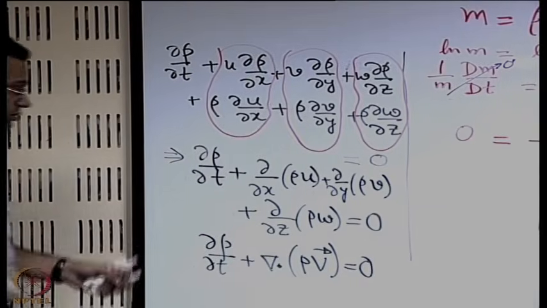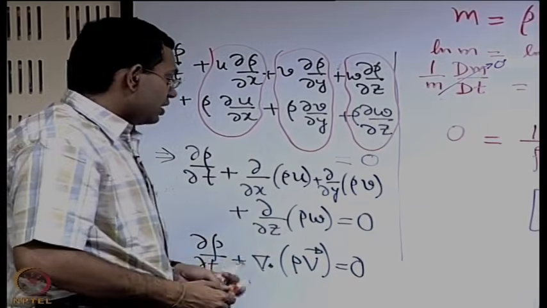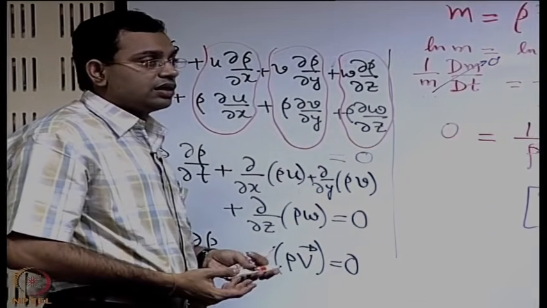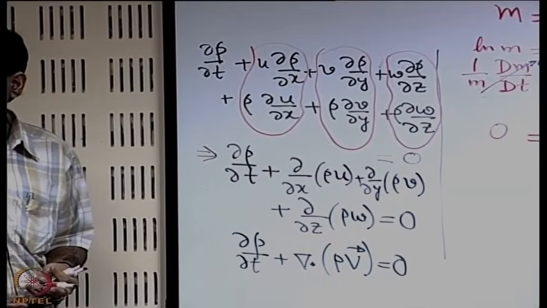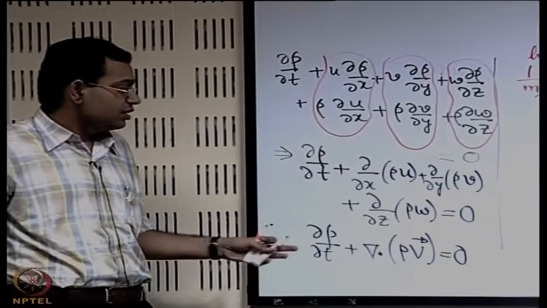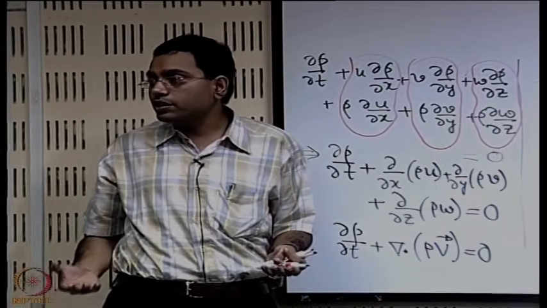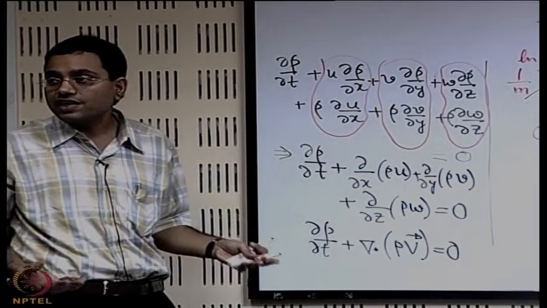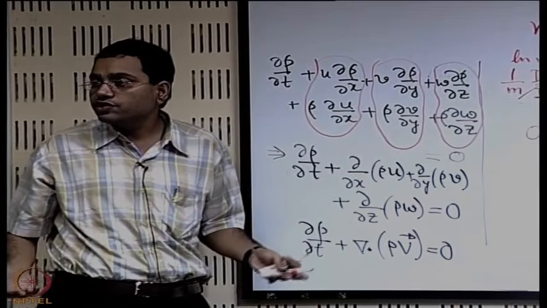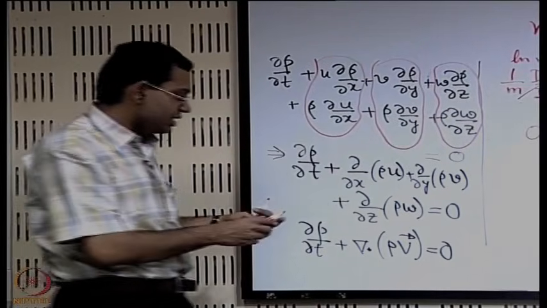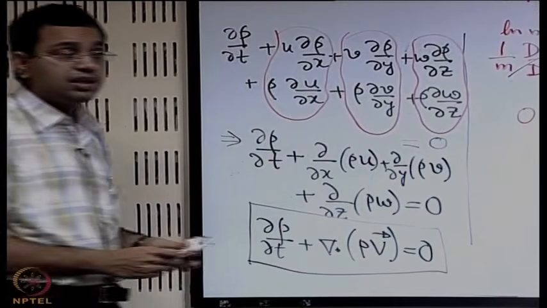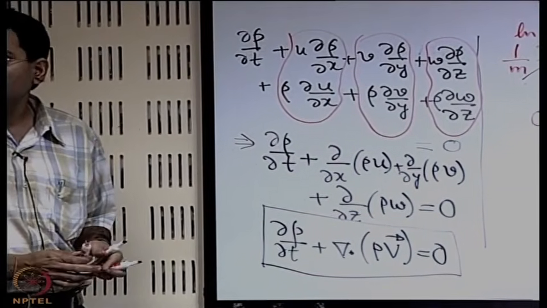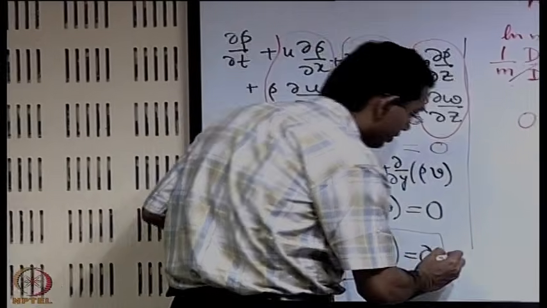This equation, in a general understanding, is supposed to be the most fundamental differential equation in fluid mechanics, because no matter how complex or how simple the flow field is, it should satisfy the law of conservation of mass. So this is a differential equation expressing the law of conservation of mass for a fluid element, and this is known as the continuity equation.